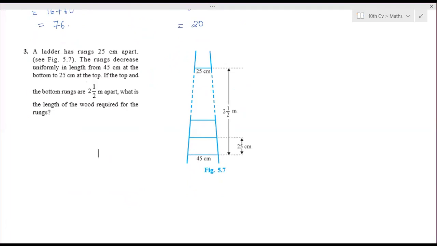Read the question. Ma'am, what's the rung? This part on which feet has been placed. Foot has been placed to move upward. So that is called rung.